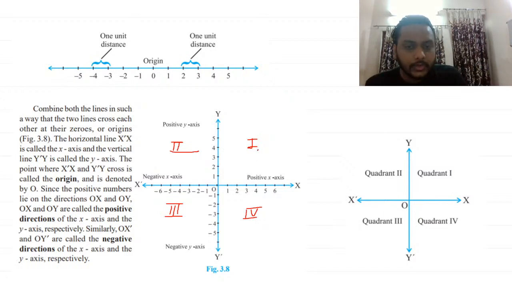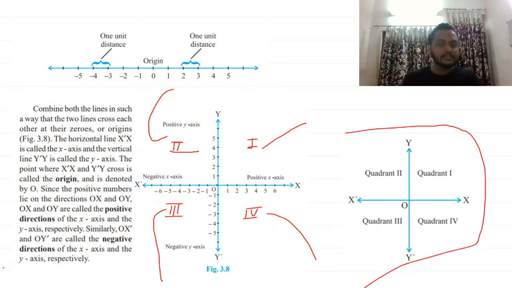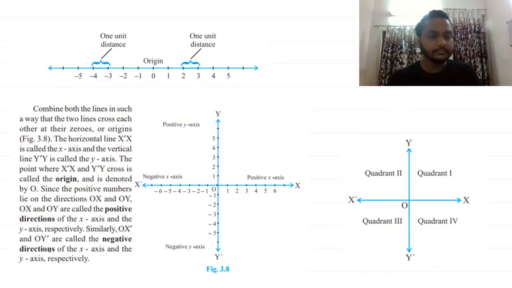So this is known as your first quadrant, this is known as your second quadrant, this is known as your third quadrant, and this is known as your fourth quadrant. And everyone will remember it this way, as you can see over here as well. Now guys, let's talk about the quadrants. अब जरा quadrant की बात करते हैं, ठीक है?